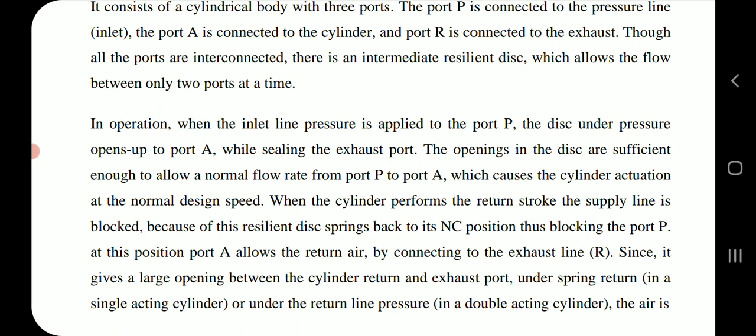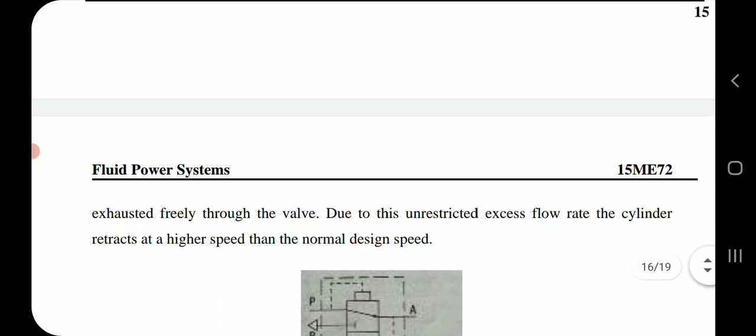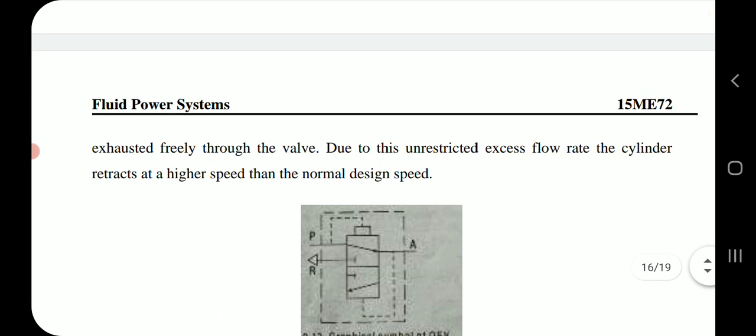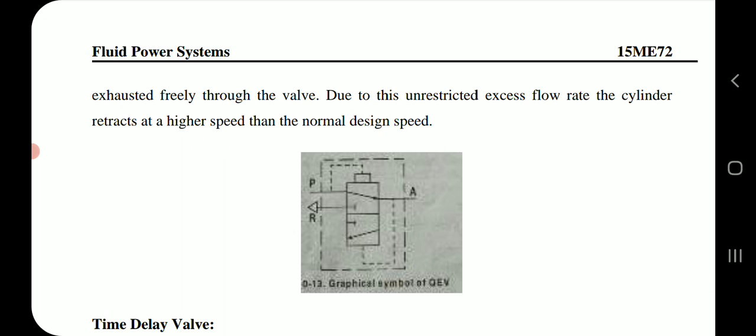Since it gives a large opening between the cylinder return and exhaust port under spring return in a single acting cylinder, or under the return line pressure in a double acting cylinder, the air is exhausted freely through the valve. Due to its unrestricted excess flow rate, the cylinder retracts at a higher speed than the normal design speed. Graphical representation of quick exhaust valve.